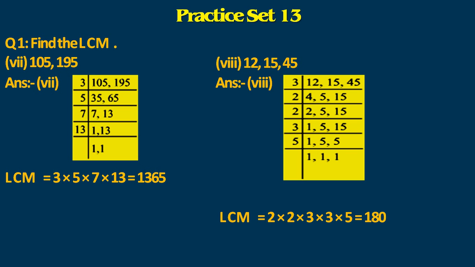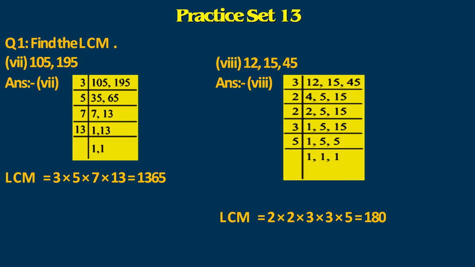Another example, 105 and 195. Since in the units place you have 5, you can begin with 5, but to be more convenient we begin with the smallest prime number. Since it is not divisible by 2, we begin with 3. For 105, 3 35s are 105 and 3 65s are 195. 5 7s are 35, 5 13s are 65.